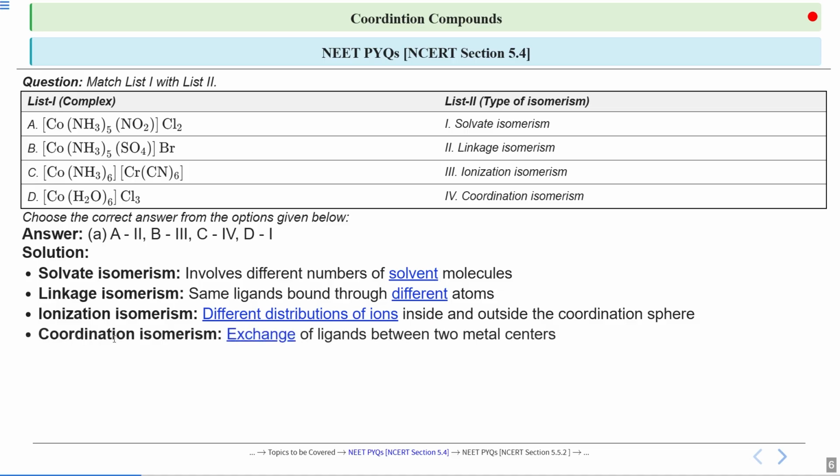Last we have coordination isomerism, which is the exchange of ligands between two metal centers. When the two metal centers exchange their ligands with each other, the isomerism shown by those compounds is coordination isomerism. Okay, so these are the four types of isomerism given in our list 2 in the table. So let's now visualize the complexes and the factors on which we can decide what type of isomerism is going to be shown by a particular complex.